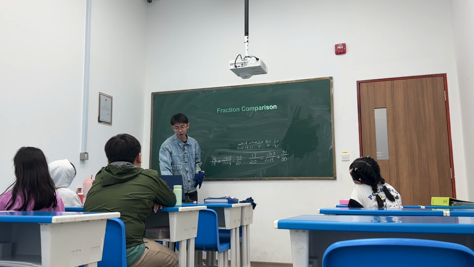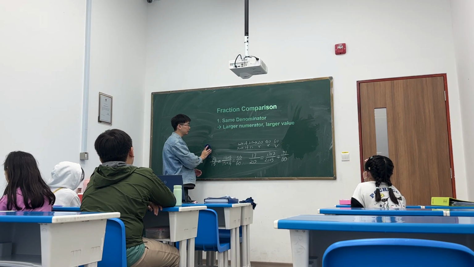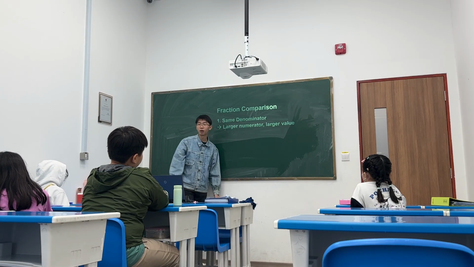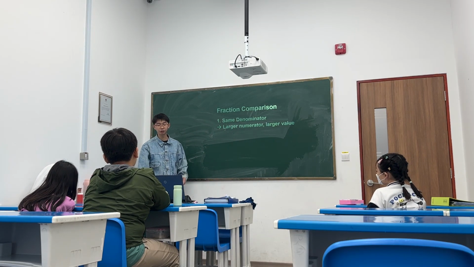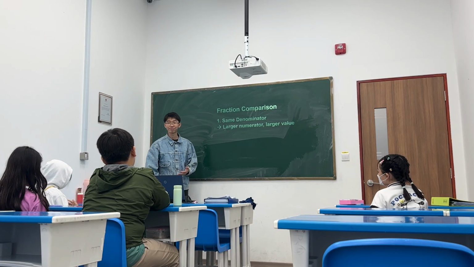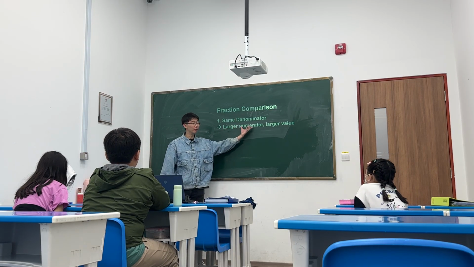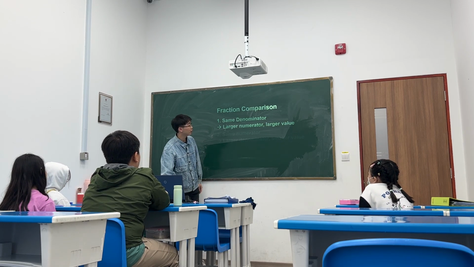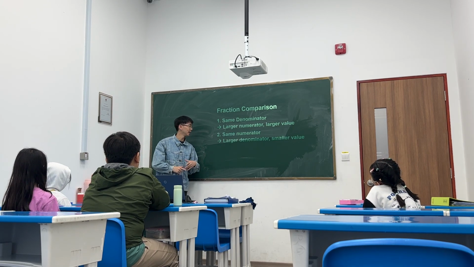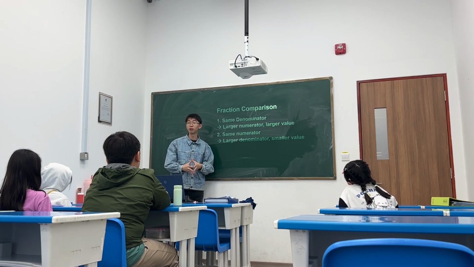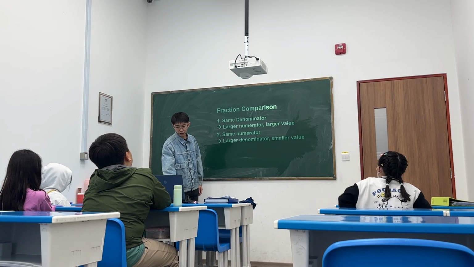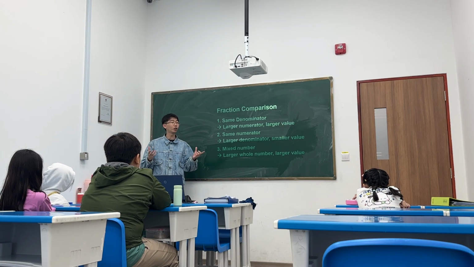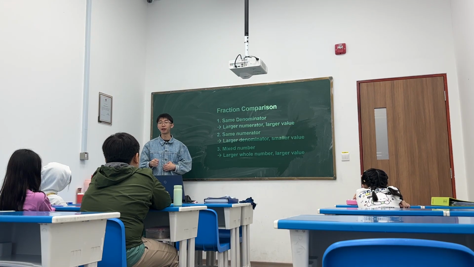Then we'll take a look at fraction comparison. Now let's recall. In fraction comparison, there are three special scenarios, right? When your denominator is the same, you should compare which number? You should compare the numerator. The larger the numerator is, the larger your value is. Then if you have the same numerator, different denominator, then the larger the denominator is, the smaller your value is. And also, in the mixed number, the larger the whole number is, the larger your value. But if your whole number is the same, then you need to compare the fraction.